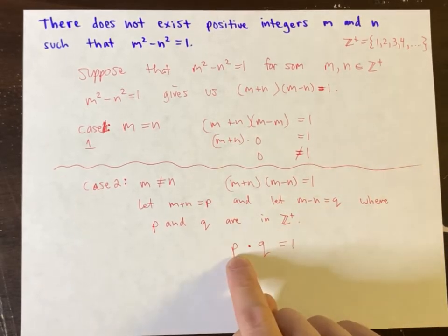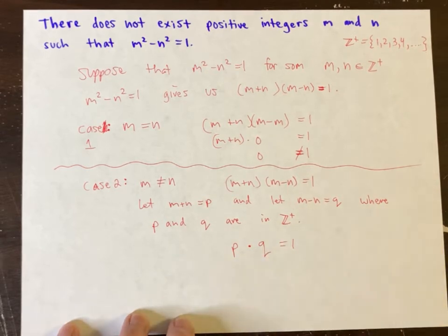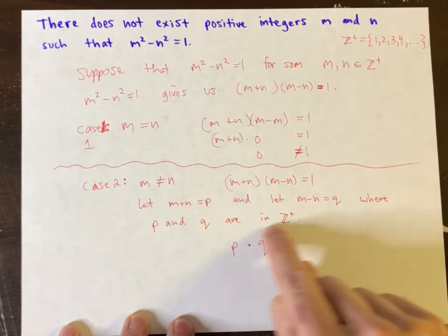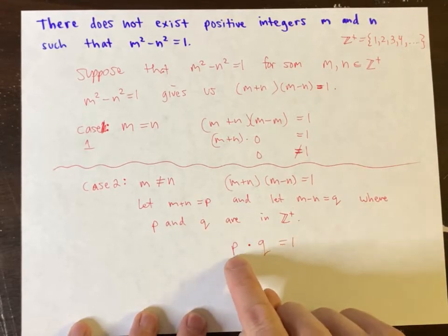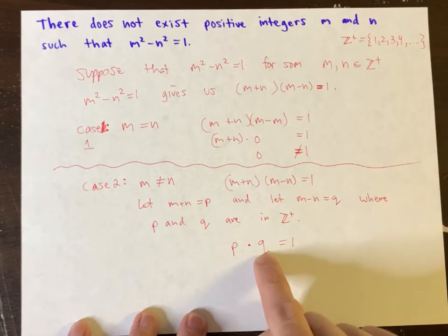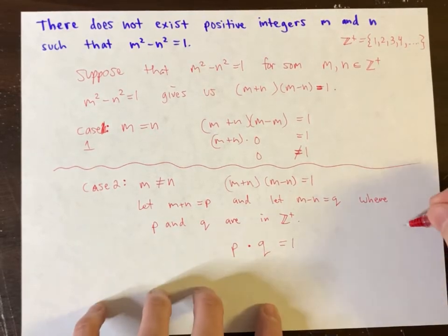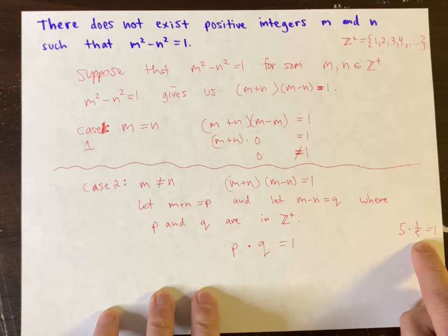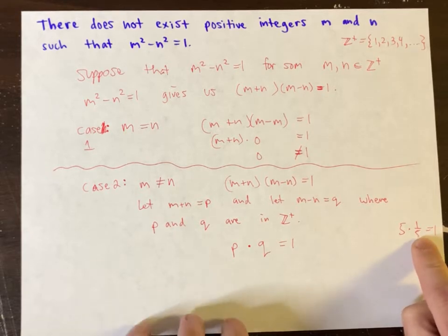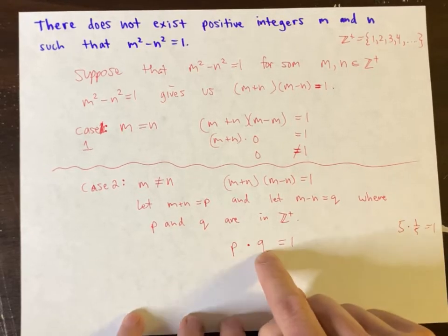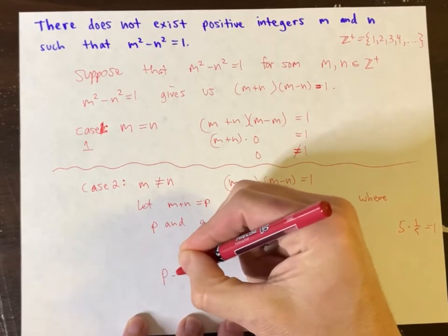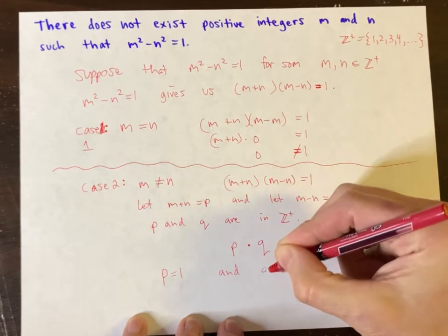P has to be 1. Q has to be 1 because they're integers, right? P and q are positive integers. And if integer times integer is 1, then this and this have to be 1. It's not like you can say, okay, 5 times 1 over 5 equals 1, where p is 5 and q is 1 over 5. That doesn't work, because 1/5 is not an integer. And p and q are both integers. So it has to be a whole number times a whole number is 1. This means that p equals 1 and q equals 1.